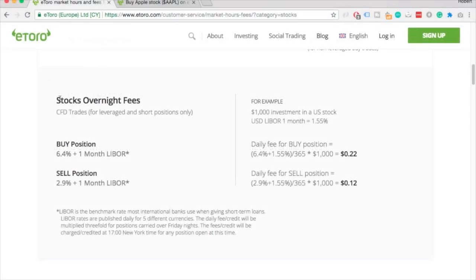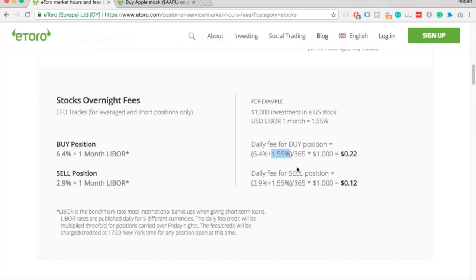So here you see a few examples that eToro gives you. The overnight fee for US stock is 22 cents per day for buy position and 12 cents per day for sell positions. Let's break down the buy position so you can understand what's going on here. So the 6.4% is the eToro fee, 1.55% US dollar Libor for 1 month.